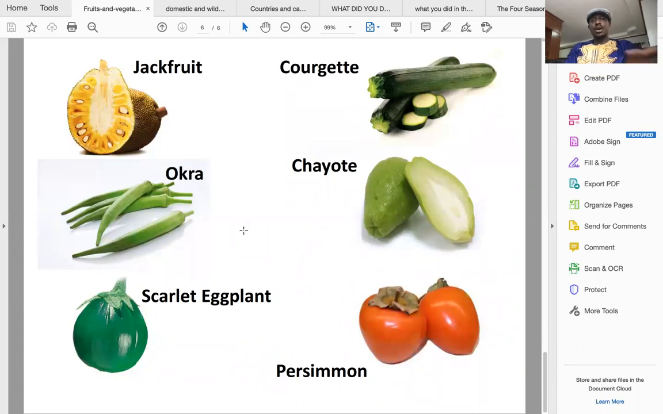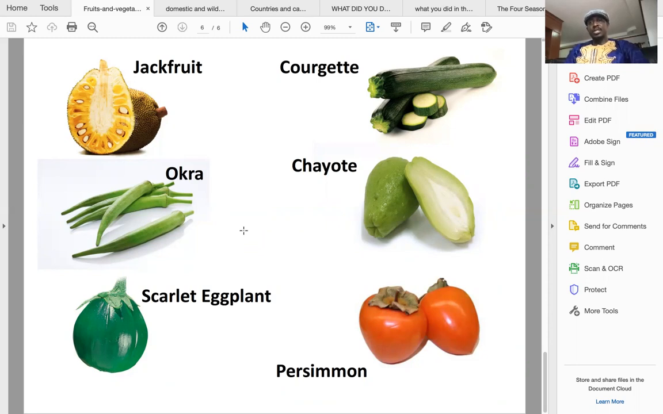So here we have fruits and veggies. These are other fruits that I told you we didn't talk about, but they also exist. So we have this, like the jackfruit, the courgette, okra, the shallot, the scarlet eggplant, and the persimmon. Okay, so you have to go back and look at the fruits and vegetables, everything we talked about last week, because it's going to come in your test.